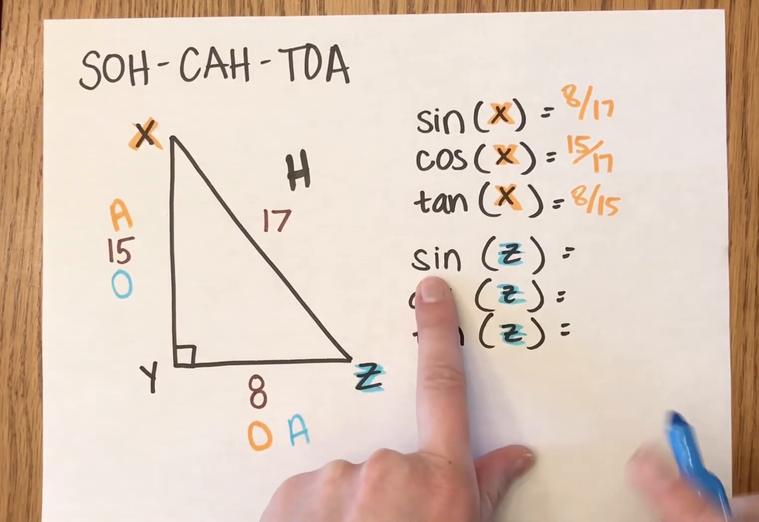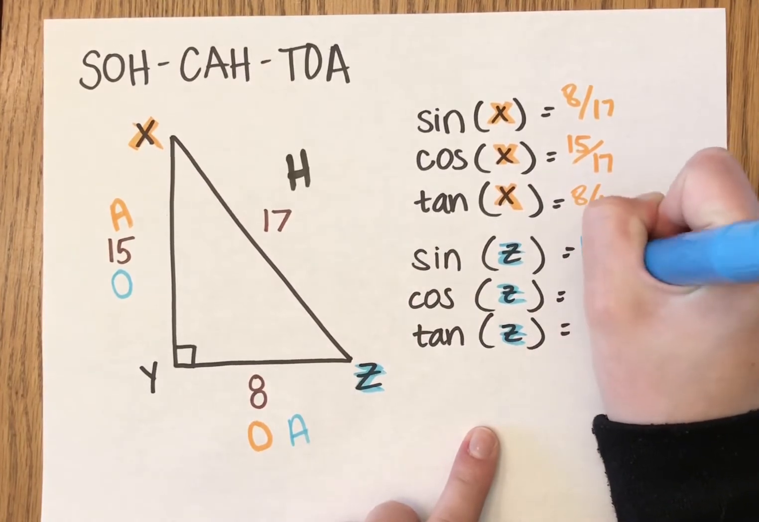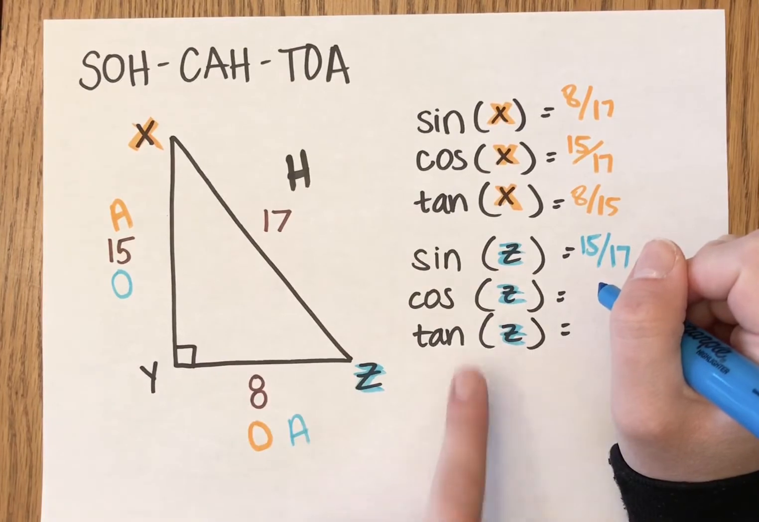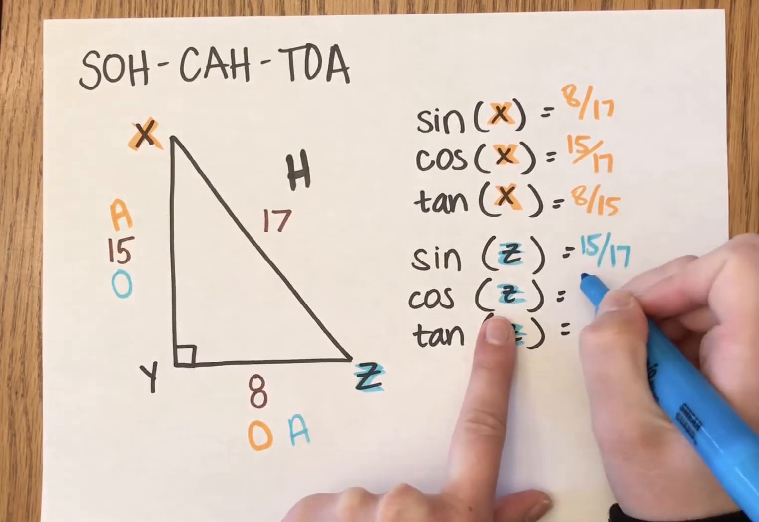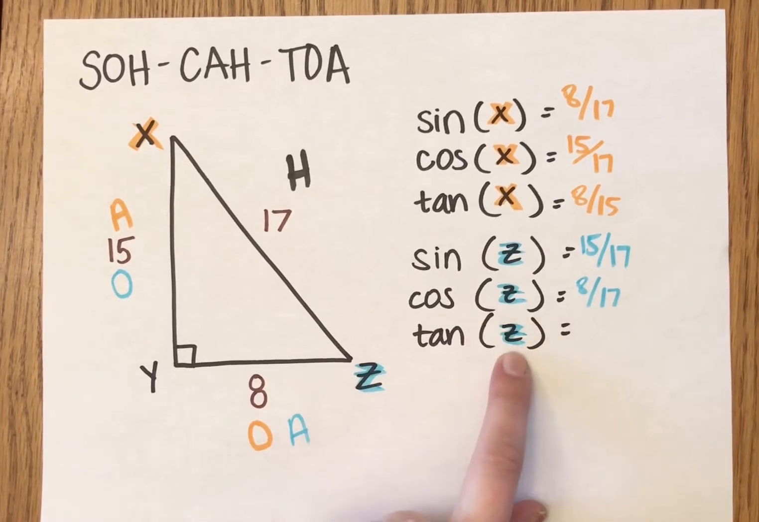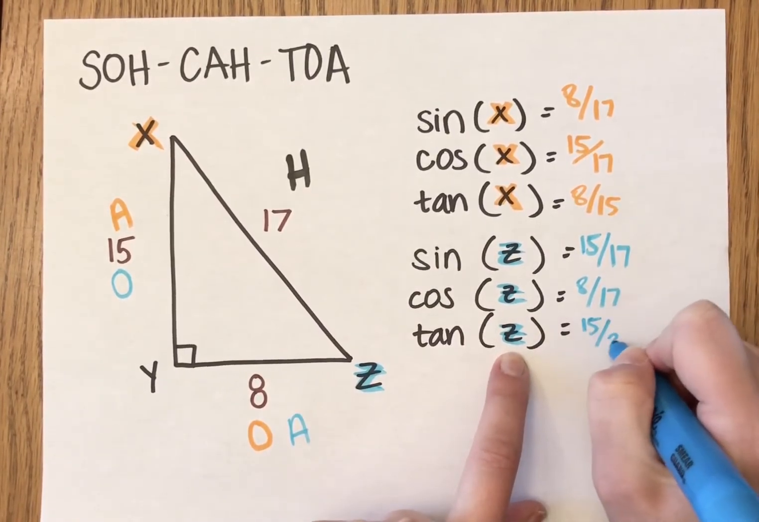Sine of Z would be 15 over 17, opposite over hypotenuse. Cosine of Z would be 8 over 17. Tan of Z would be 15 over 8.